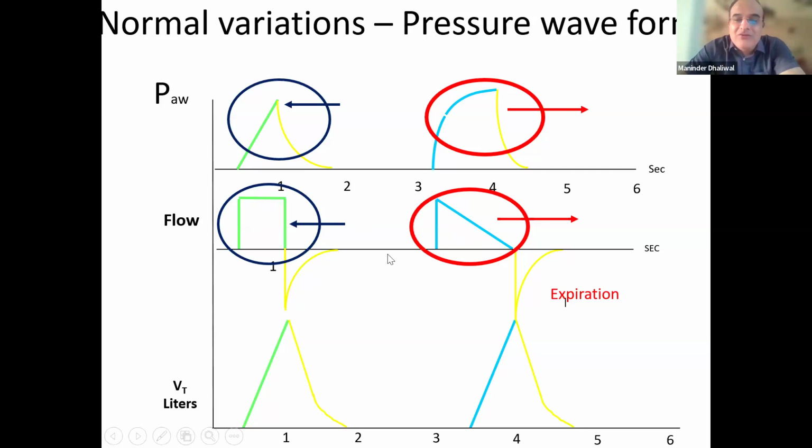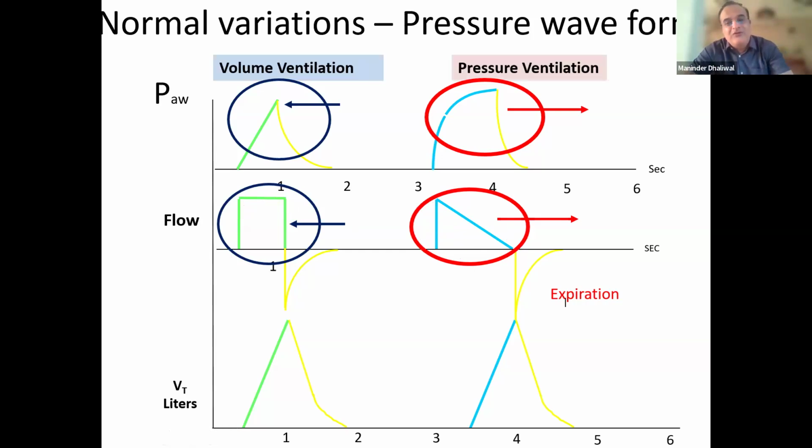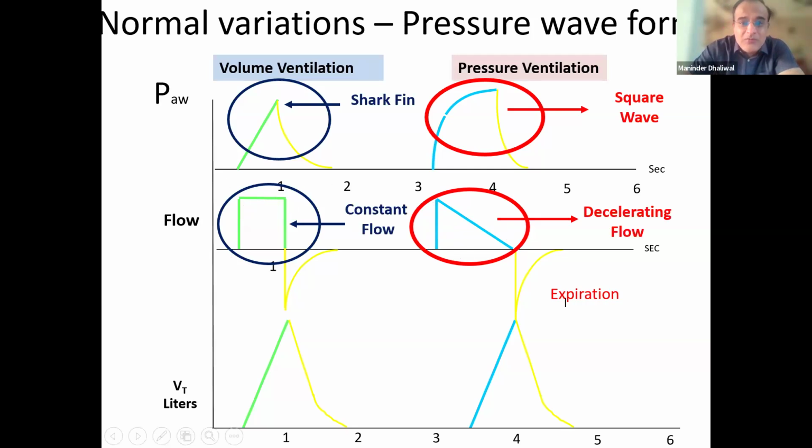Somebody has answered, and she has answered correctly. The first one is a volume breath because it's a constant flow. Whereas the second one is a decelerating flow, which is a pressure breath. So somebody has read about it, or they remember. That is how we define the volume breaths and the pressure breaths.